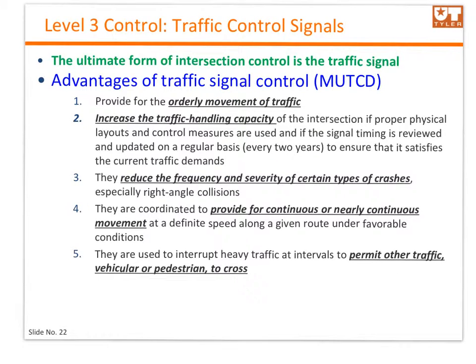As I mentioned, the ultimate form of intersection control is really the traffic signal, compared to the previous two levels: the rules of the road as level 1 and yield or stop signs as level 2. Now, for more sophisticated intersections, we tend to use traffic signals. Traffic signals have lots of advantages if they are designed very well. The MUTCD manual shows that there are at least 5 advantages.